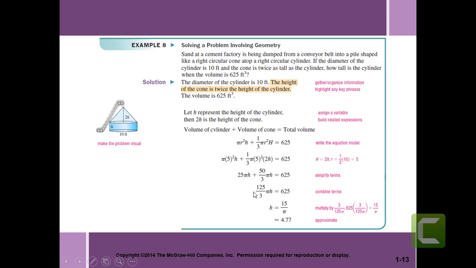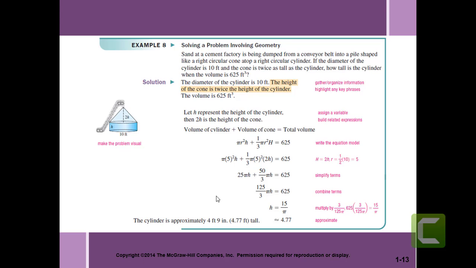And if you divide both sides by 125 divided by 3, and divide by pi as well, you get 15 divided by pi is the height, which is approximately 4.77. What are the units here? It's 4.77 feet. Okay, so that is the approximate height of what? The cylinder.